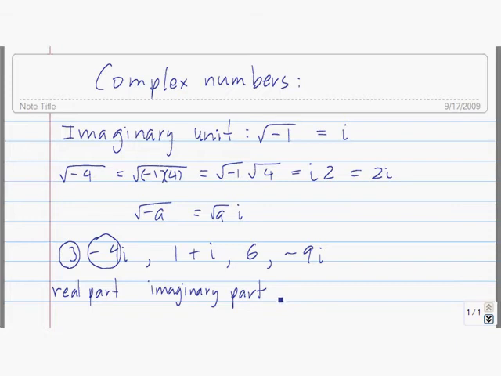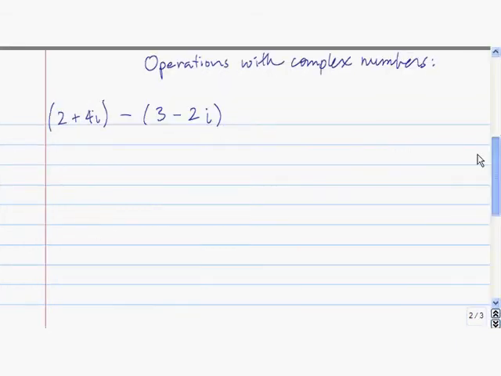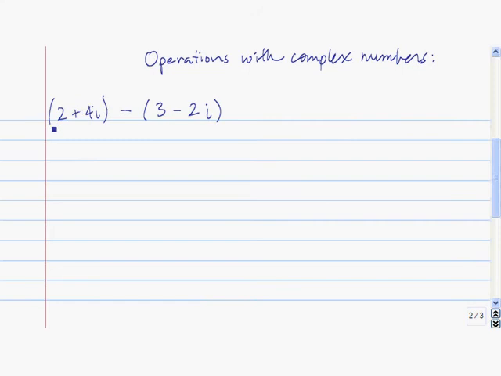Okay, let's see how operations with complex numbers work. Okay, so we want to take the complex number 2 plus 4i and subtract from that the complex number 3 minus 2i. The way subtraction of complex numbers works is you subtract corresponding parts. So we take the real part 2 and subtract from that the real part 3, and we get negative 1. We take the imaginary part 4i and subtract from that the imaginary part negative 2i. 4i minus negative 2i is 6i.